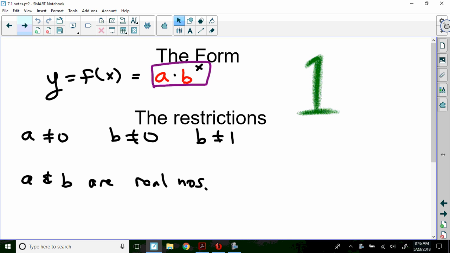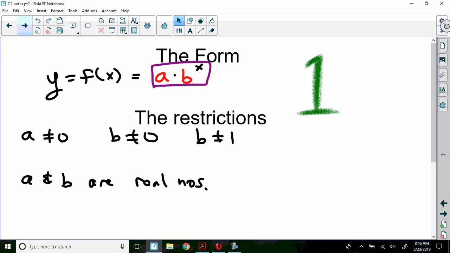So the form y equals f of x equals a times b to the x. The big thing to take away from that is the b value. You really need to focus on the b value. To quote Ed Bassmaster, would you just look at it? Would you look at it? The b value, you really need to look at the b value.